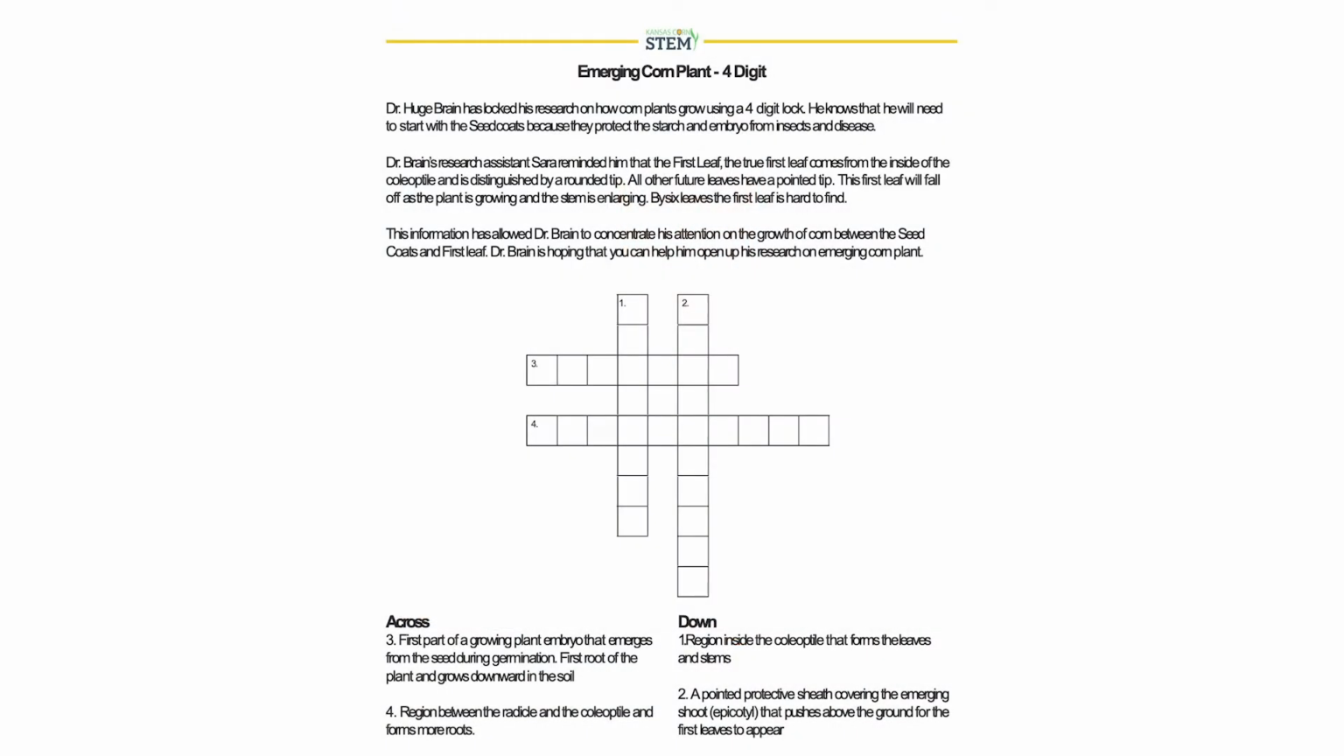Dr. Hugebrain has locked his research on how corn plants grow using a 4-digit lock. He knows that he will need to start with the seed coats because they protect the starch and embryo from insects and disease. Dr. Brain's research assistant, Sarah, reminded him that the first leaf, the true first leaf, comes from inside of the coleoptile, and it is distinguished by a rounded tip. All other future leaves have a pointed tip. This first leaf will fall off as the plant is growing and the stem is enlarging. By 6 leaves, the first leaf is hard to find. This information has allowed Dr. Brain to concentrate his attention on the growth of corn between the seed coats and first leaf. Dr. Brain is hoping that you can help him open up his research on emerging corn plants.